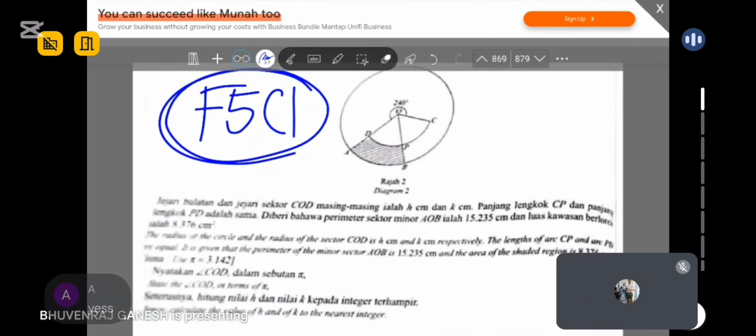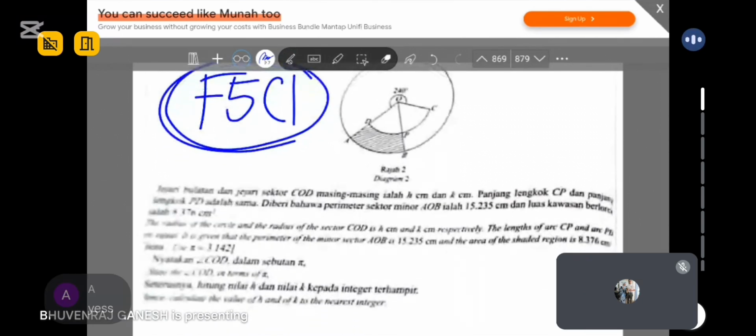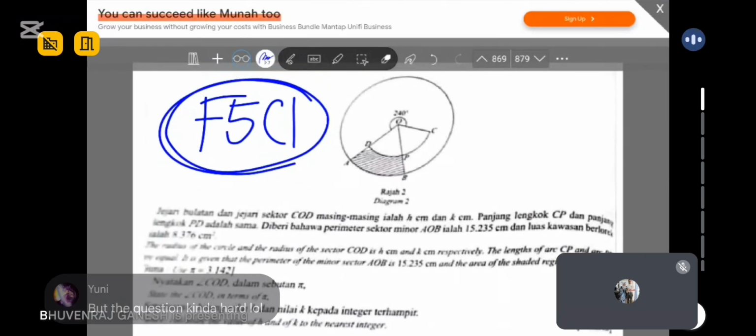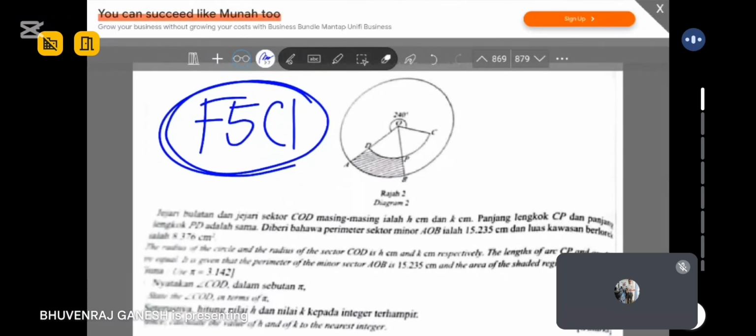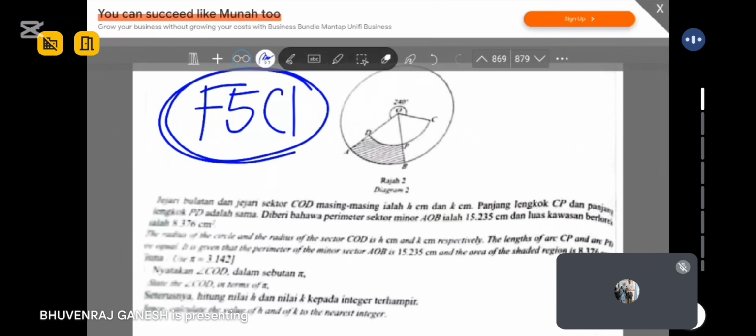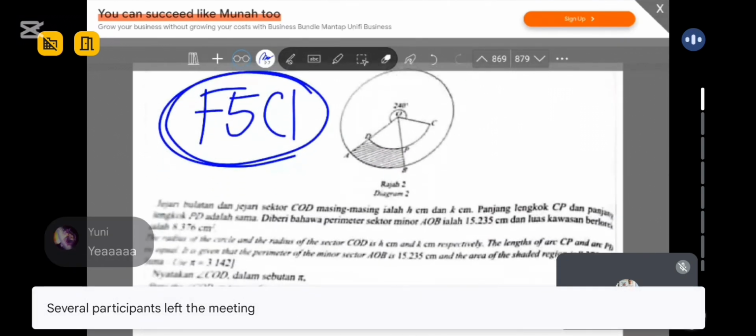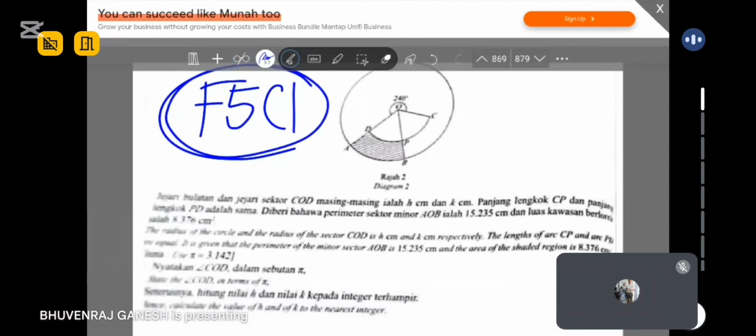But actually, a lot of KBAT questions come out from this chapter. The concept is easy, but when KBAT comes out it is hard. The concept in this chapter is very short, but when they ask you a KBAT question, you must be prepared, because they will make it hard, because the concept is easy.